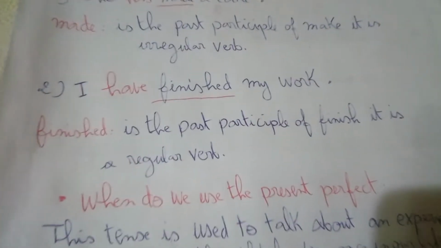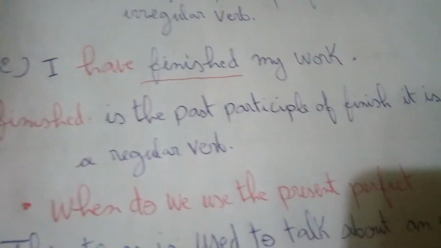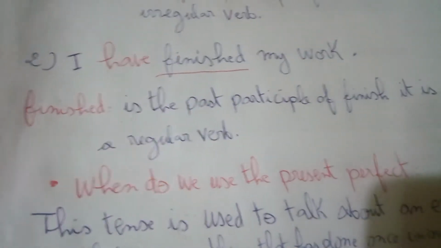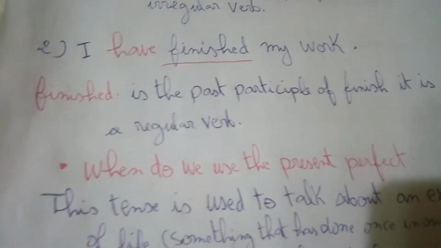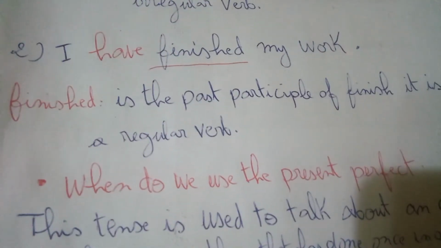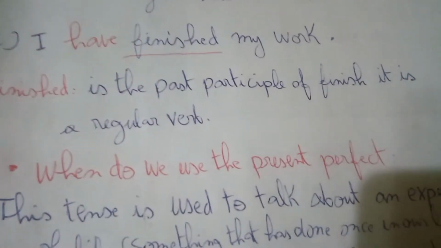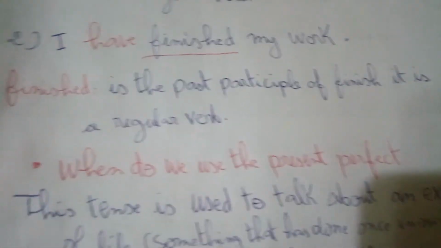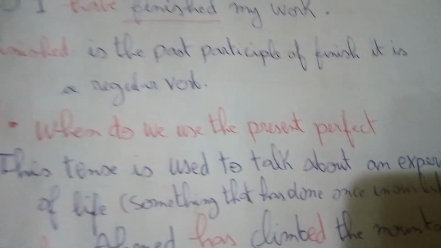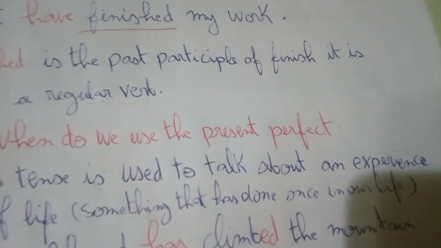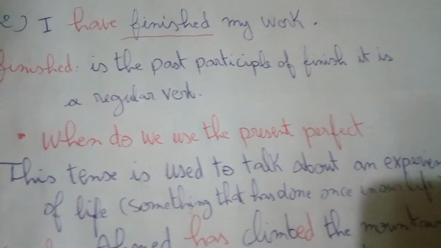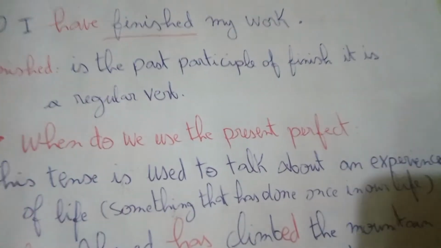Okay. Before I move to the next part, which is the interrogative form, I'd like to ask a question and to explain something which is very important. When do we use the present perfect? It is a good question. When do we use the present perfect? So, this tense is used to talk about an experience of life. We use the present perfect tense to talk about an experience of life.